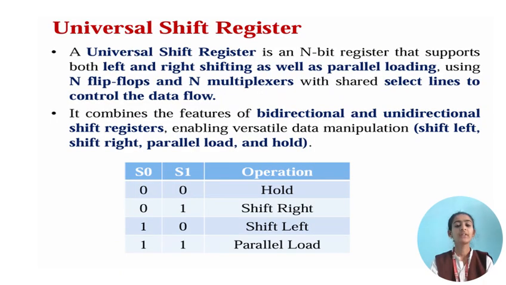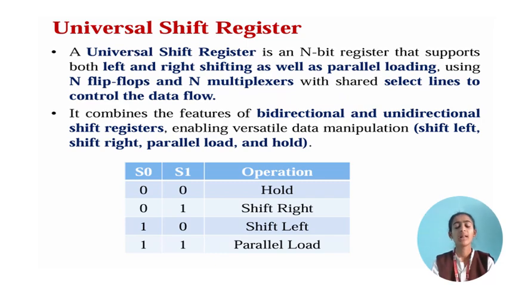Universal shift register. A universal shift register is an n-bit register that supports both left and right shifting as well as parallel loading, using n flip-flops and n multiplexers with shared select lines to control data flow. It combines the features of bidirectional and unidirectional shift registers, enabling versatile data manipulation: shift left, shift right, parallel load and hold.